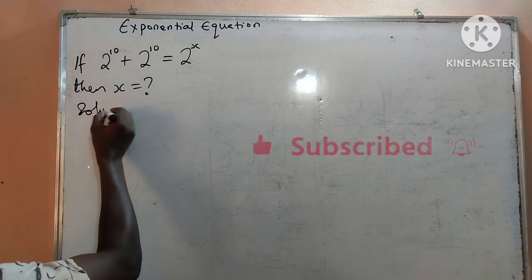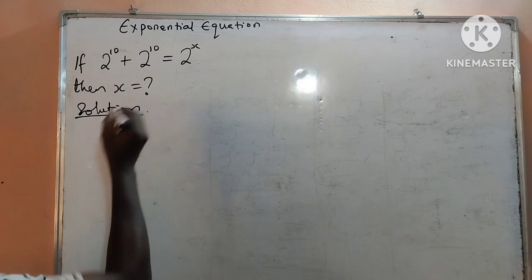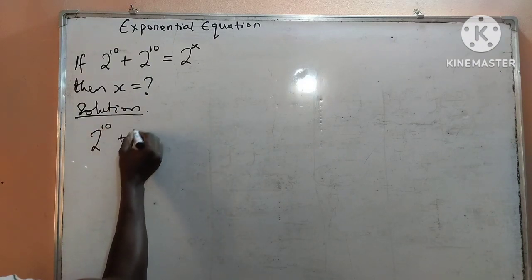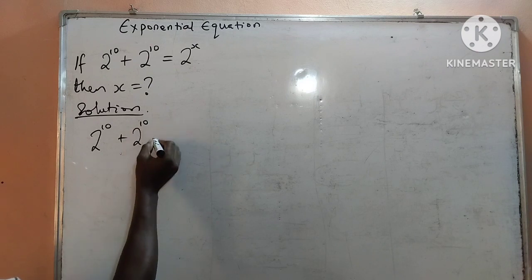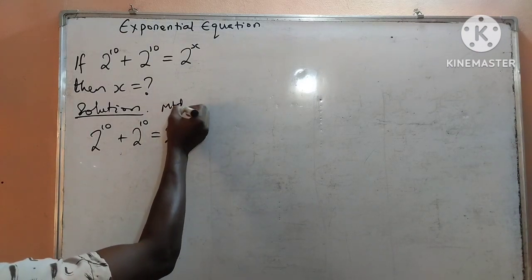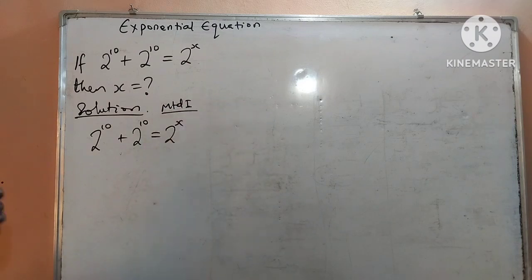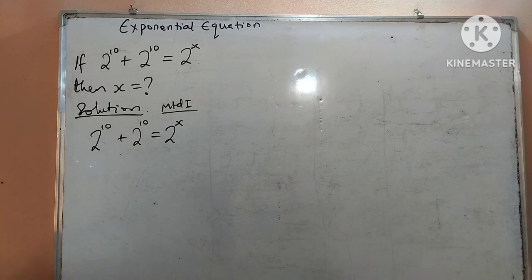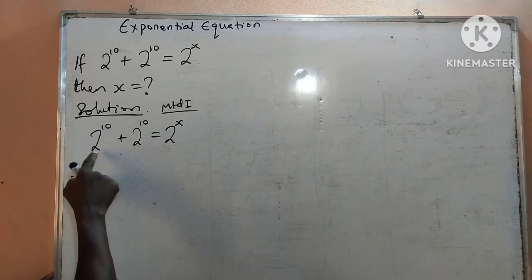Solution to this question, we are given 2 raised to power 10 plus 2 raised to power 10 equal to 2 raised to power x. Method 1. Indices method.